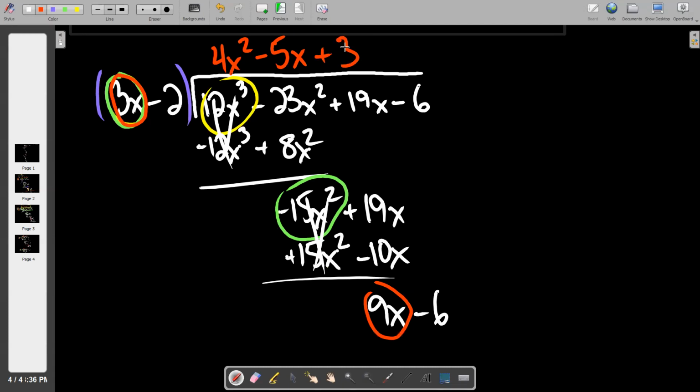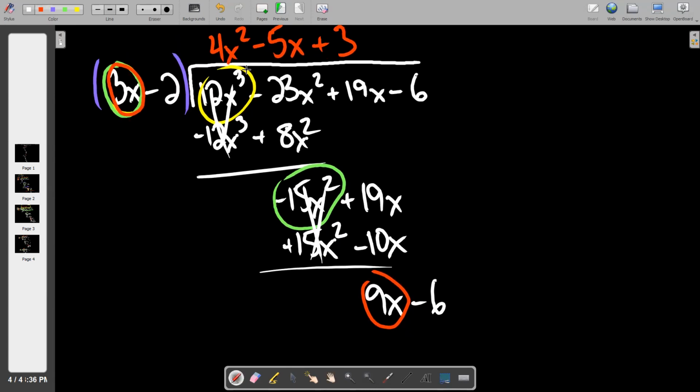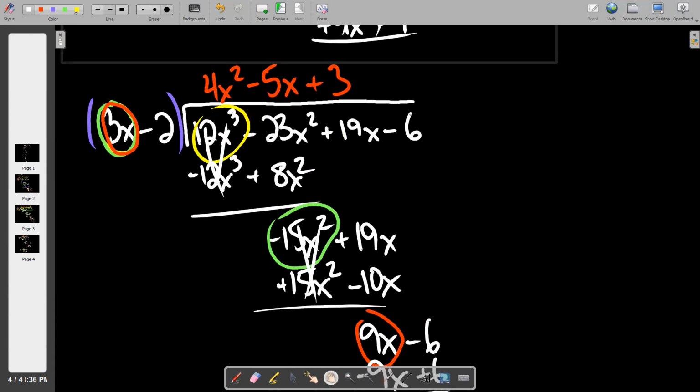So I stick a plus 3 up in my quotient, distribute it through, changing the signs as I go. And that is 3 times 3 would be 9, so that's minus 9x, and 3 times negative 2 would be minus 6, so I'm putting plus 6. Everybody cancels, and the answer is up here in the yellow box.